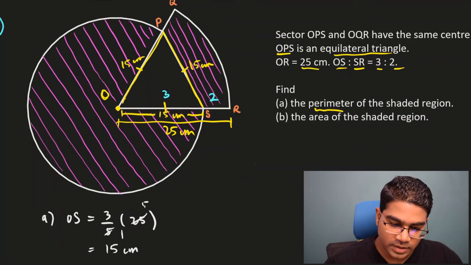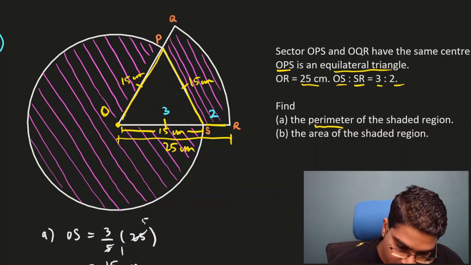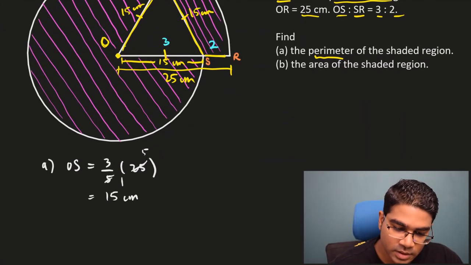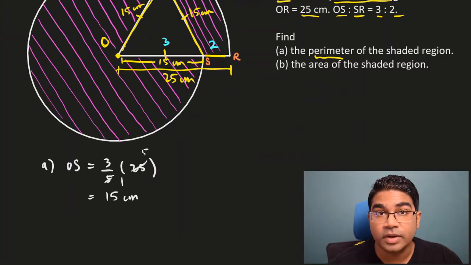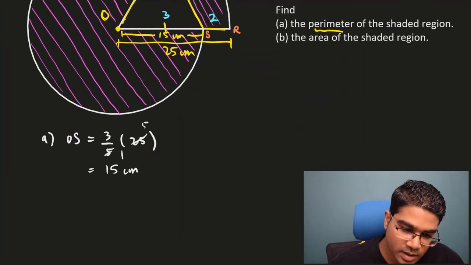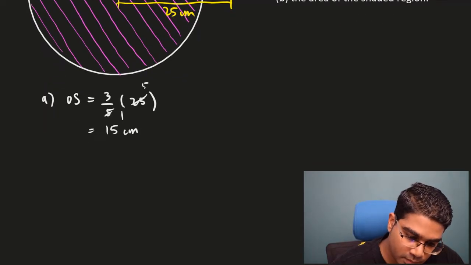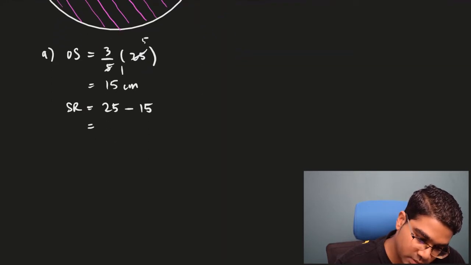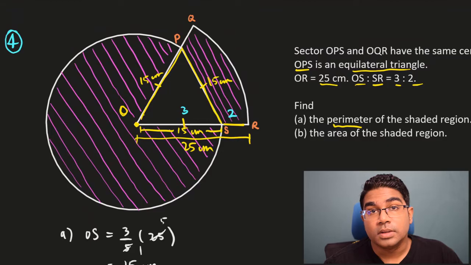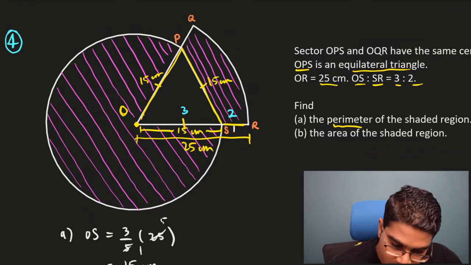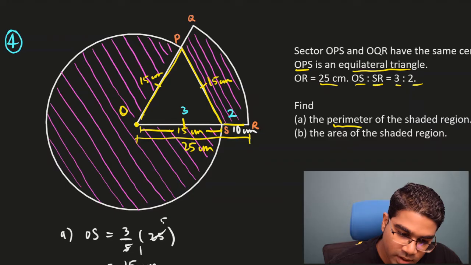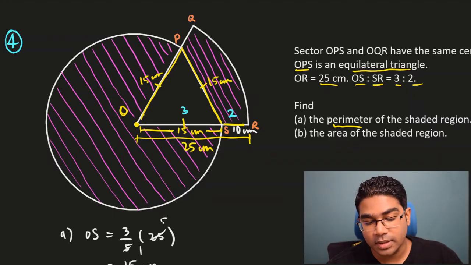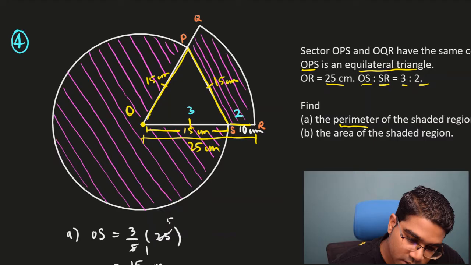Alright, so now let's find SR here. Now, SR is just 25 minus OS. We don't have to use the ratio anymore. So SR is equal to 25 minus 15. So this will be equal to 10 centimeters. Since we know SR, we know PQ as well, because again, they are the same length. So this is 10 centimeters as well.